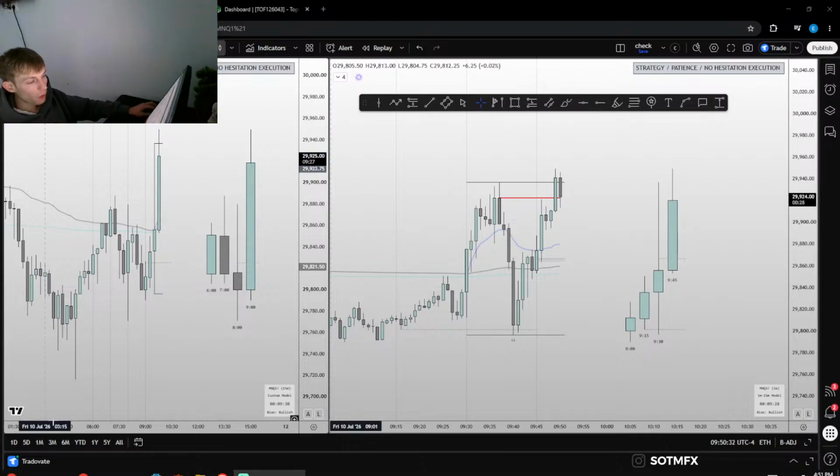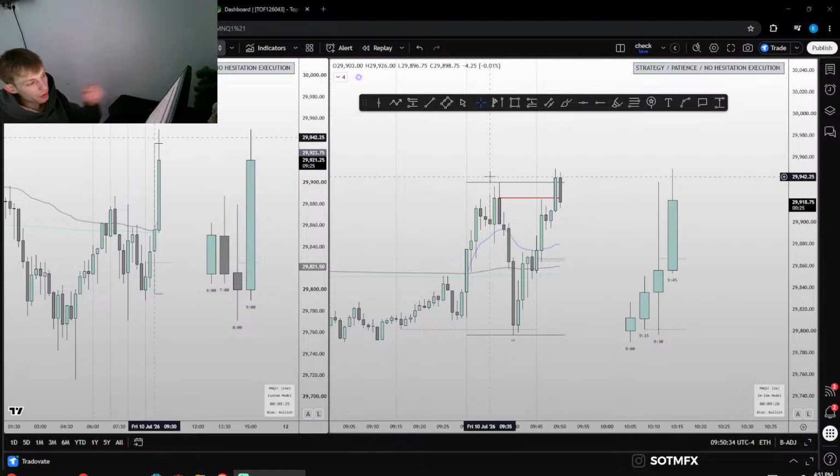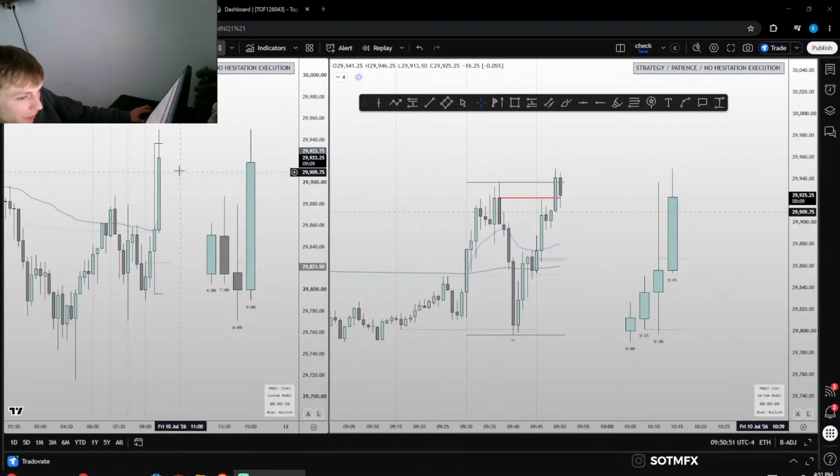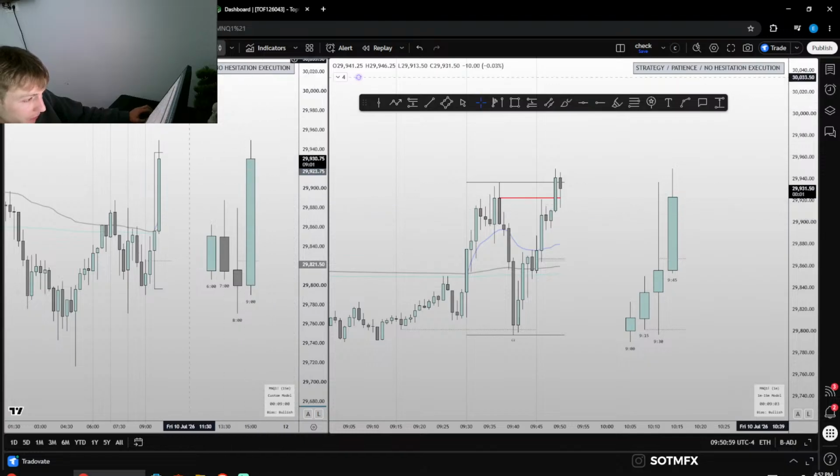So we do have first break of the range, which is good. Now, how are we going to react from that range break? That's the question. Looking at the 15 minute, it looks bullish, right? Even though it did break the high, unfortunately there is no trade for me.